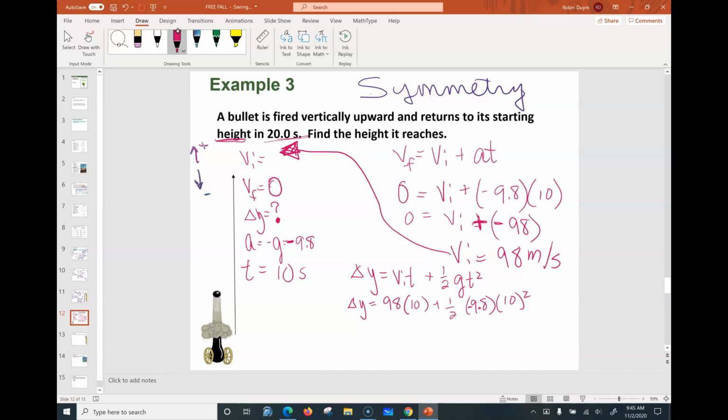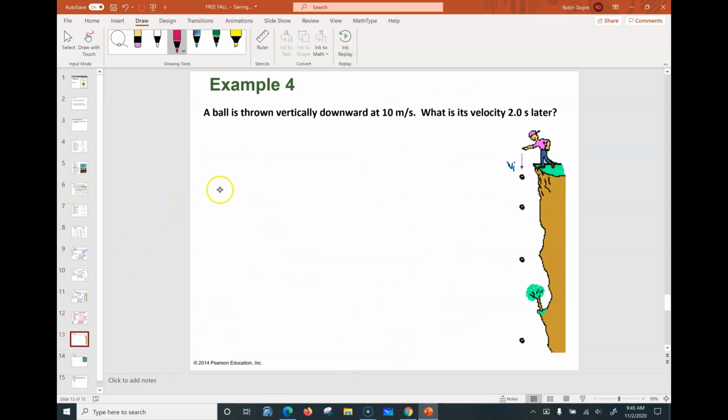So if you run through and put this in your calculator, you will find out that this bullet or cannonball or whatnot is going to reach a height of 490 meters. It's a long way to go. Okay? Hopefully you're still with me, getting all this good stuff in your notebook.